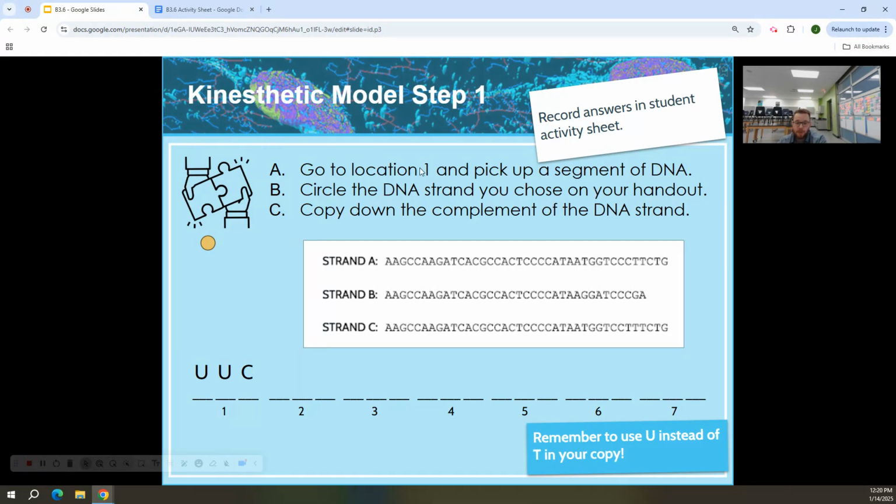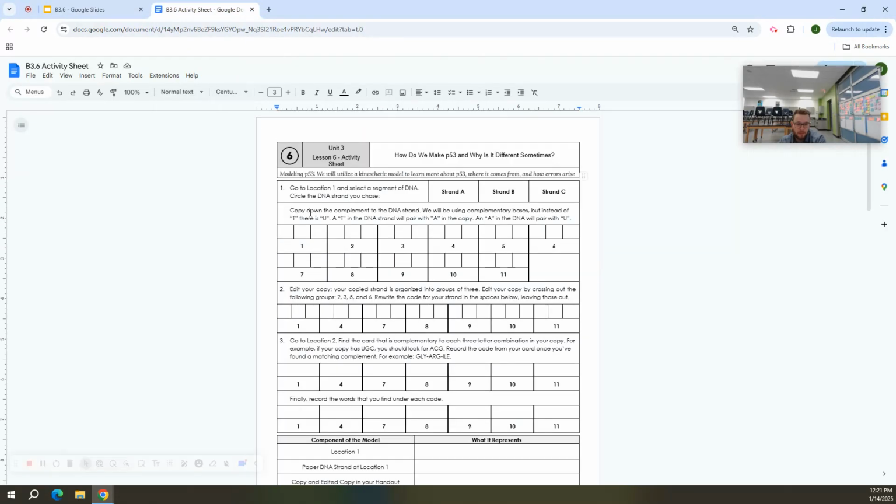They'll be labeled like location 1, 2, and on. And at those locations, there's going to be different things. So like at location 1, there's going to be a segment of DNA. So you'll pick up one of the segments of DNA and circle the strand you chose on your handout. And then copy down the complement of the DNA strand. So all of this is going to go in your student activity sheet. So if I click back here on the student activity sheet, you can see go to location 1, circle if I picked up strand A, B, or C. Those are the only 3 options. And then write down the complement here, or type down the complement.